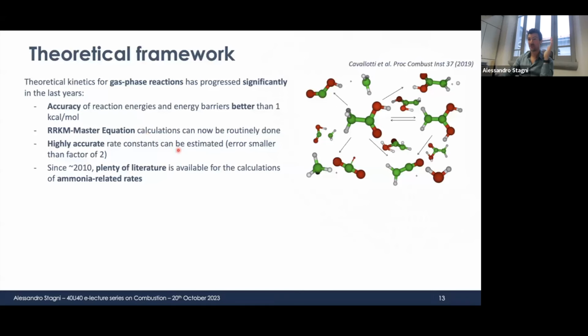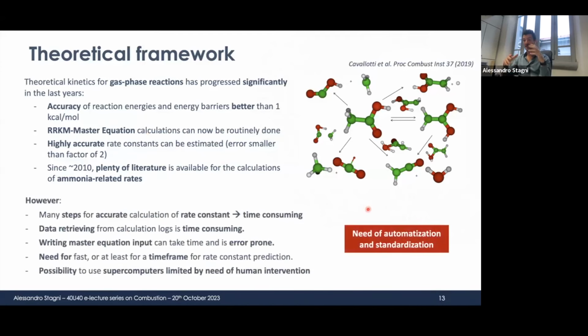Also, since 2010 or so, a lot of literature has become available for the calculation of specific ammonia-related rates. On the other side, the calculation of each reaction involves a lot of steps. This is very time-consuming, and very often very manual. It is a process that involves many steps, and so is error-prone, and needs to be sped up, automatized and standardized.